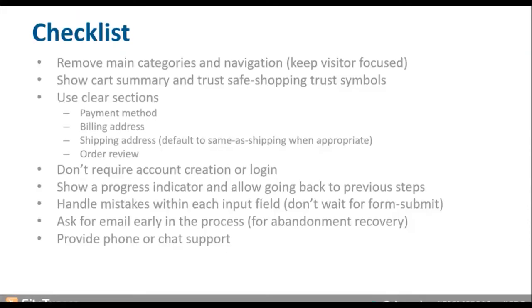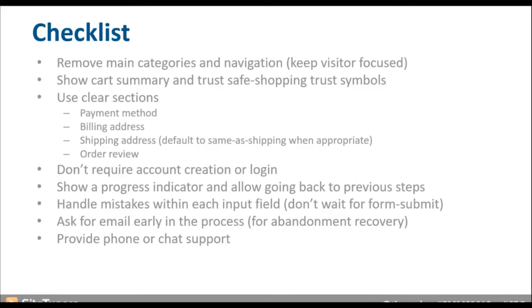So here's a quick checklist of all of the things to do on checkout. Remove the main category to keep them focused. Show the cart summary and safe shopping symbols on the page. Use clear sections: payment, billing, shipping, and order review. And don't require account creation. Many of you have the first screen be, tell us your email and create a password. Why? Take my money. Don't ask me to create an account. And then show a progress indicator to show me where I am in the checkout process.